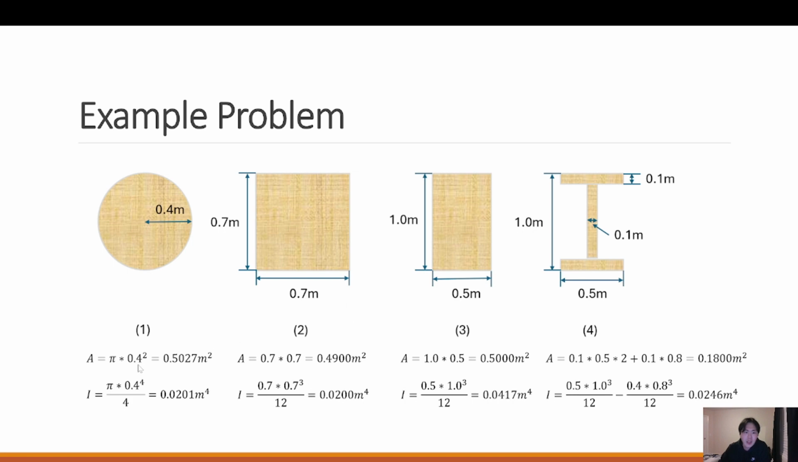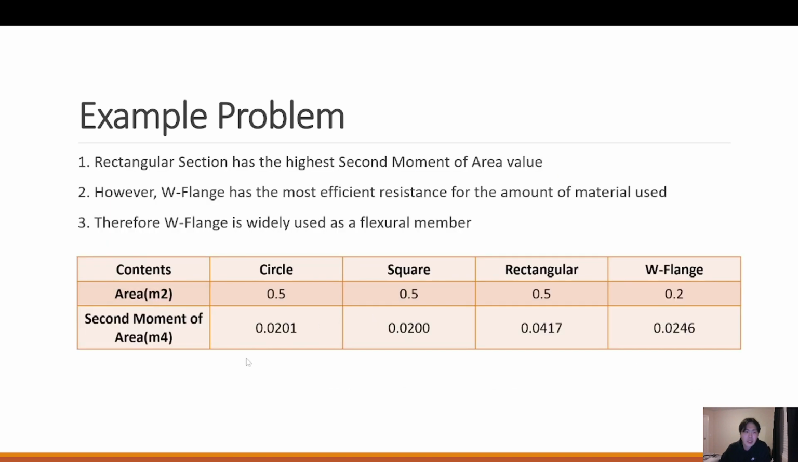We already know how to calculate the second moment of area for circle and rectangular sections, so I already made a calculation here. And this is the summary. Firstly, rectangular section has the highest second moment of area value. Yeah, obviously the rectangular section has the highest second moment of area value. However, W flange has the most efficient resistance for the amount of material used.